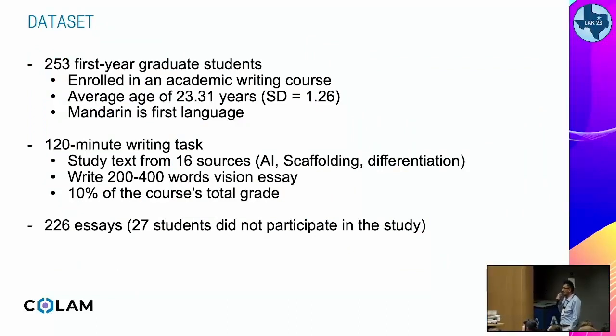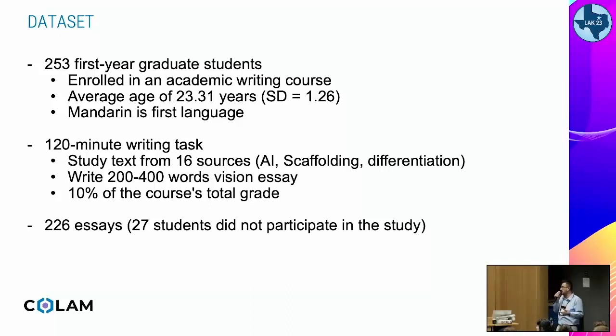The task itself involved 120-minute essay writing. Students were provided 16 source texts on 3 different topics: artificial intelligence, scaffolding, and differentiation. And they were required to write a short essay between 200 and 400 words.